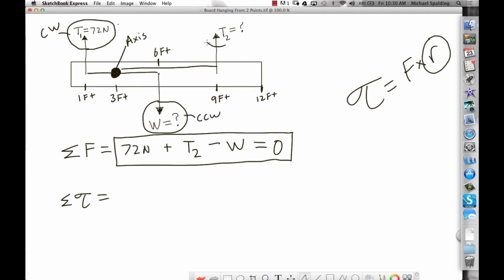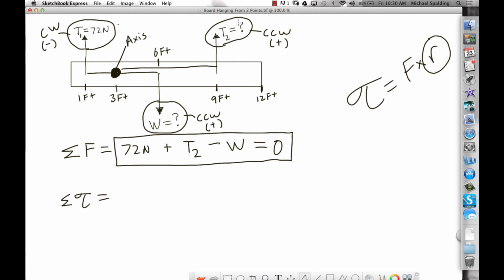Counterclockwise. And then what's this guy doing? Counterclockwise. Okay? So let's say that counterclockwise is plus and clockwise is negative. Okay? All right, so the summing of the torques would look like this.